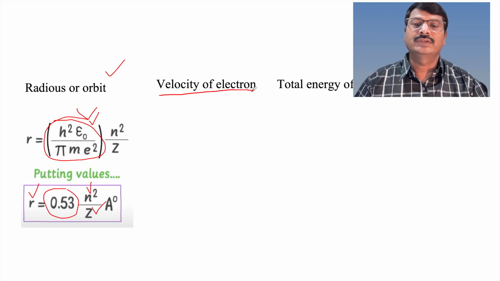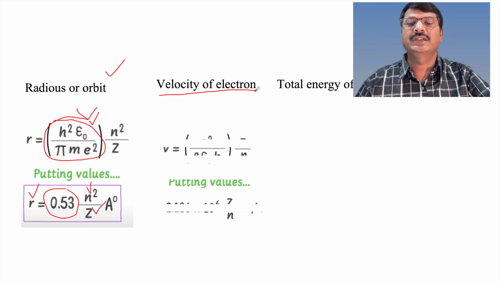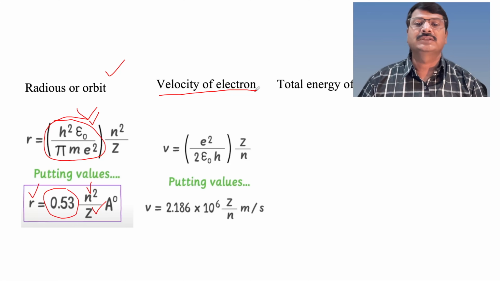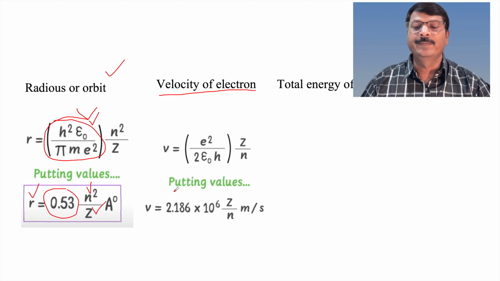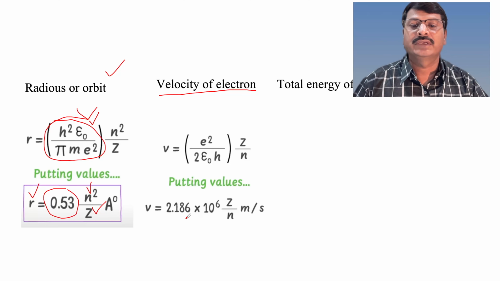Similarly, you can find out the velocity of the electron, the speed of the electron. To find out the velocity of the electron, we use the formula v is equal to 2.186 into 10 power 6 Z by n meter per second.